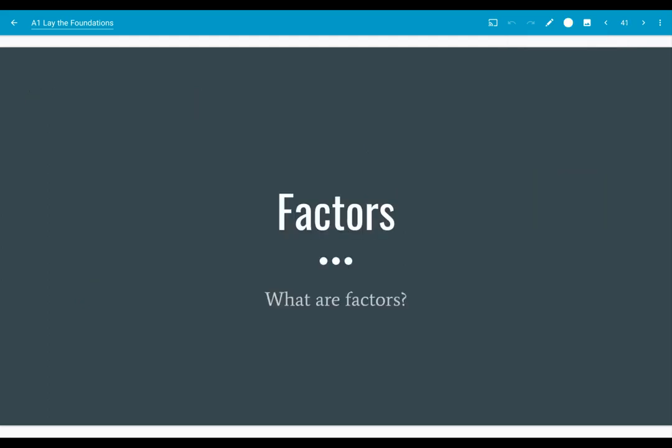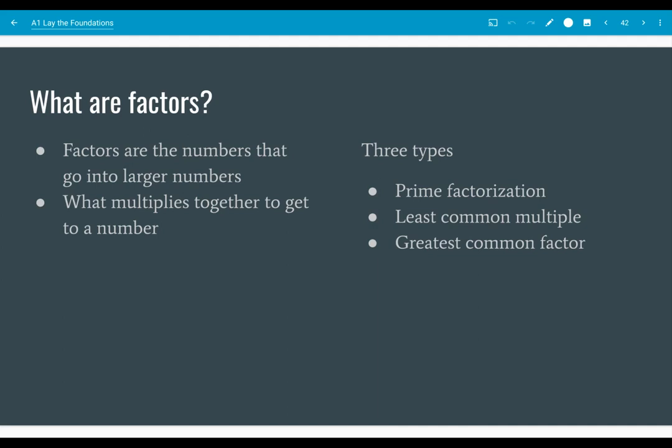So let's go ahead and get started looking at factors, talking about what are factors. Factors are just small numbers that go into larger numbers. So if we think small, 2 times 3 are factors of 6. You could get bigger. You could say 10 and 12 are factors of 120. Those are factors. We're going to look at 3 different things as we're talking about factors. We're going to look at prime factorization, and we're going to look at least common multiples, and then we're going to look at greatest common factors.